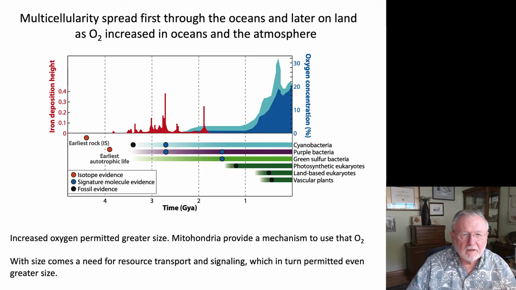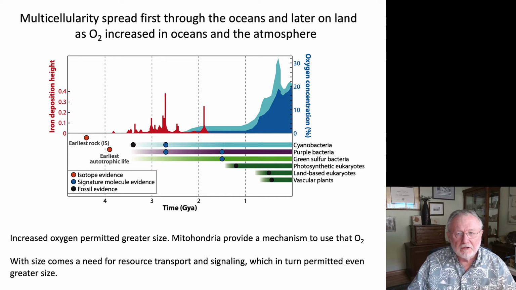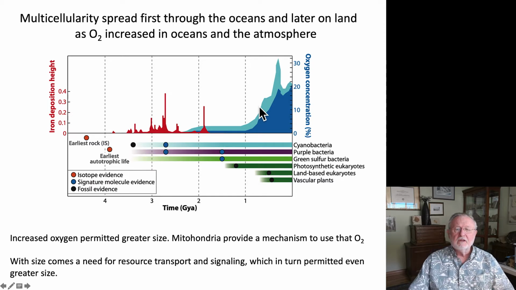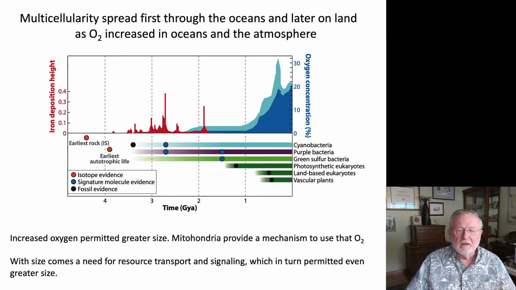So multicellularity first spread through the oceans and then later on land as oxygen increased. Initially we have the rusting of the planet, and then we have an increase in oxygen levels. And at some point along here and some point along here, we're going to see changes in the kinds of organism and the sizes of organisms on the planet.